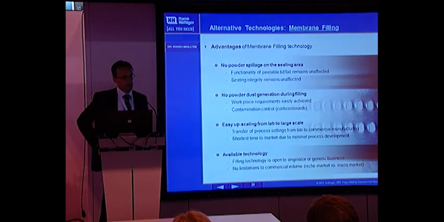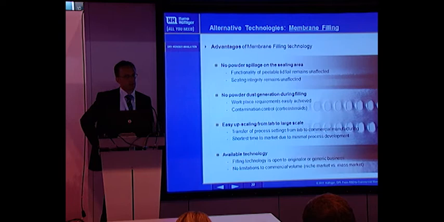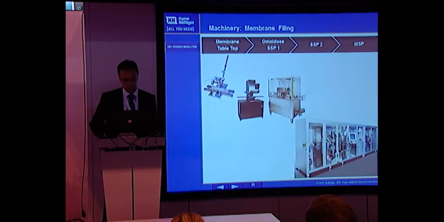Over this, it has certain advantages. You don't have any powder spillage on the sealing area. And the originator certainly uses a different process where powder spillage on the surface takes place. Secondly, we don't have any powder dust generation in the work environment, so also workplace requirements are easily achieved. Last but not least, I will show you an upscaling is possible with this process also, and it's available technology. There are no exclusivities behind it. All rights are with Harro Höfliger, and here we can make it available to originators as well as to the generic industry.